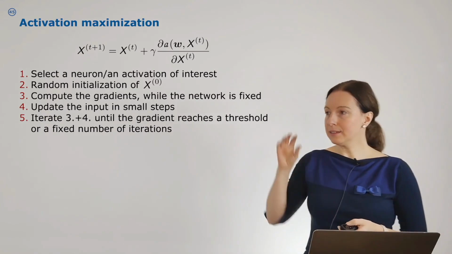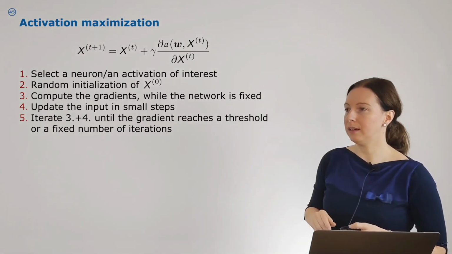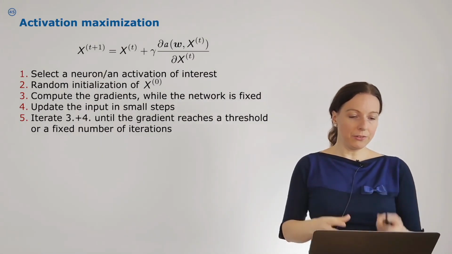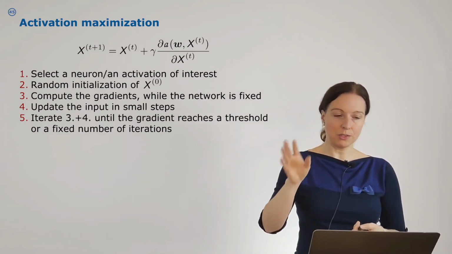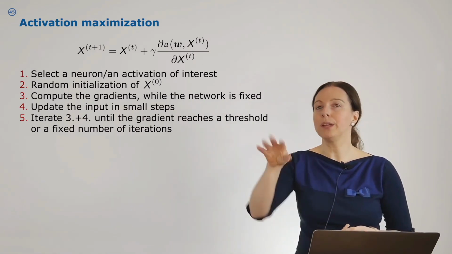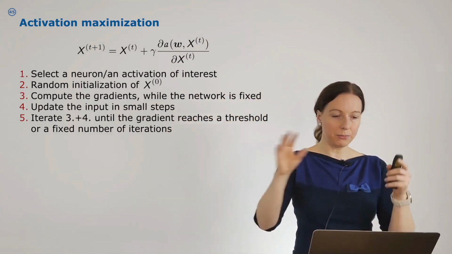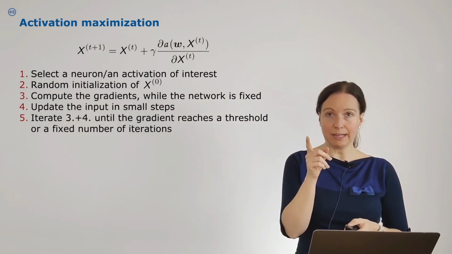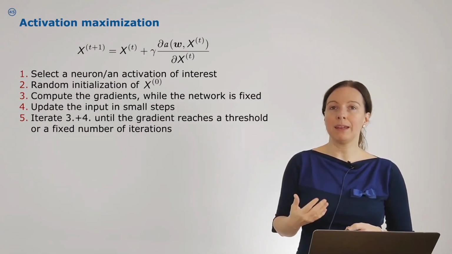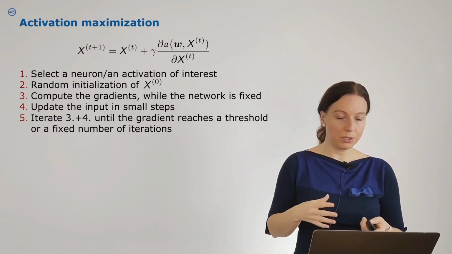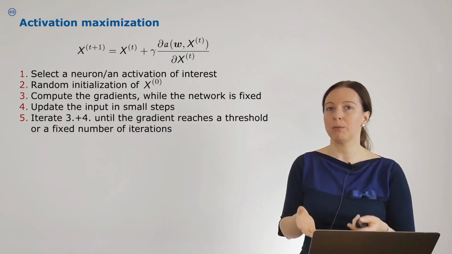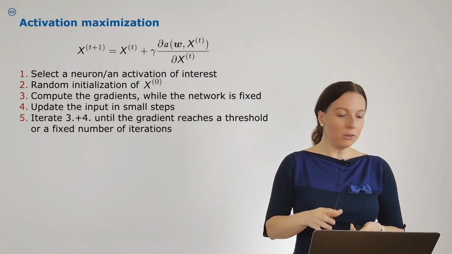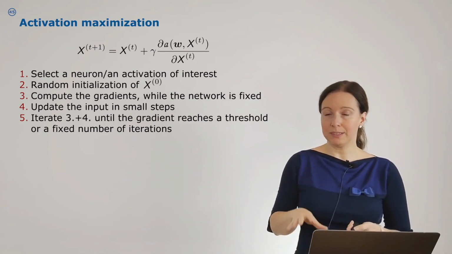So again, this is the equation for the update step. First of all, you select a neuron, a specific activation of interest. Of course, you can extend it to channels and layers, but for now let's focus on a single activation. So you select one, then you perform a random initialization, which is X. That means, for example, just a noise input, a noise image, a random image. Then you compute the gradients while the network is fixed.